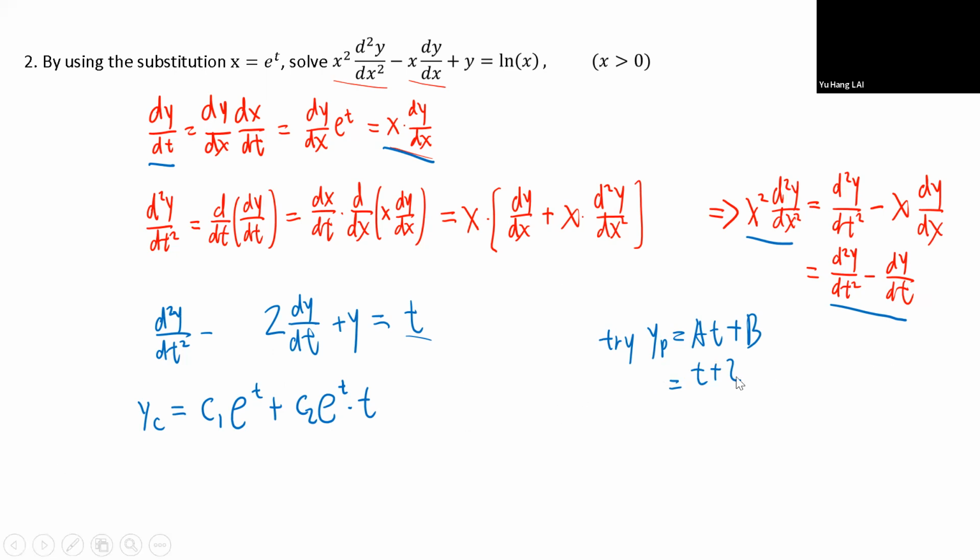So then this is the solution, yc plus yp. Of course, at the end, this is y as a function of t. By the end, you want to go back to y as a function of x, so just convert all this back to x.